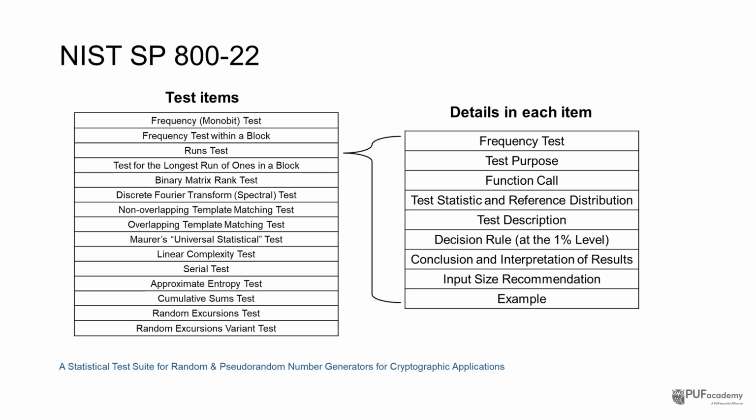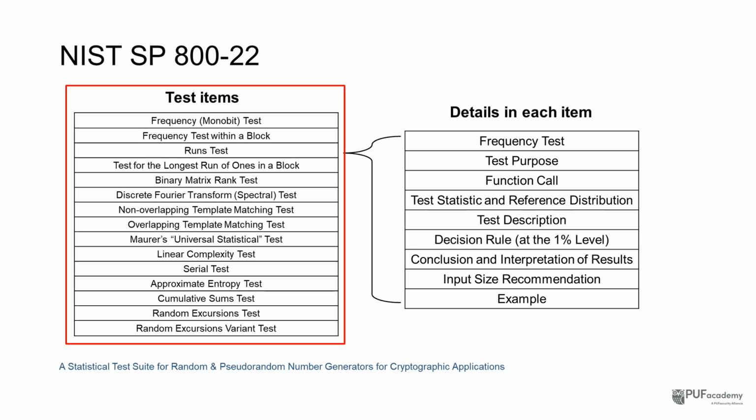So how to evaluate your randomness? Let's look at the NIST SP 800-22, which is a statistical test suite for evaluating the randomness of number generators used in cryptographic applications. On the left, we see the comprehensive list of test items included in the suite. There are quite a number of them designed to check randomness from various angles.